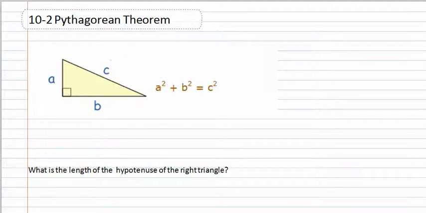C is our hypotenuse. Hypotenuse. I'm going to spell it out for you. Okay, so that's our hypotenuse. The hypotenuse is always the longest side. You can identify the hypotenuse because it's directly across from the right angle.